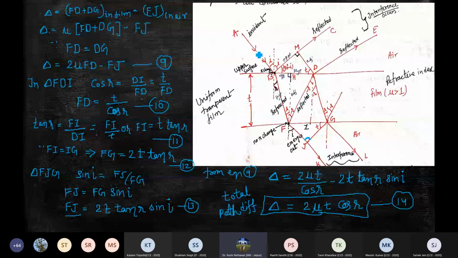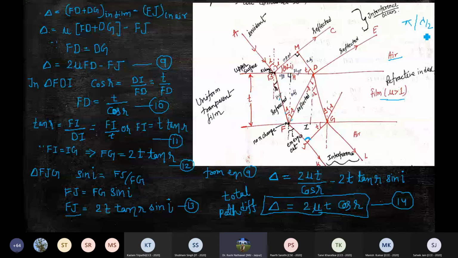It's because it's not equal to air, so we get a difference in the path, because this ray is coming directly from the air, but the other is actually crossing from the medium. So we have a phase difference of pi and a path difference of lambda by 2.